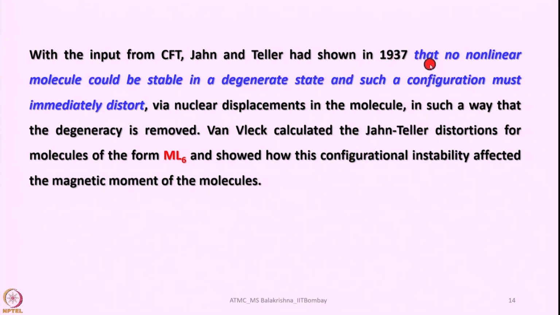That means when they have uneven filling, or an odd number of electrons, that is what it is referring to. So no nonlinear molecule could be stable in a degenerate state, and such a configuration must immediately distort, via nuclear displacements in the molecule in such a way that the degeneracy is removed. Such molecules will try to remove the degeneracy and go to lower symmetry. Van Vleck calculated the Jahn-Teller distortions for molecules of the form ML6, that means octahedral molecules, and showed how this configurational instability affected the magnetic moment of the molecules.